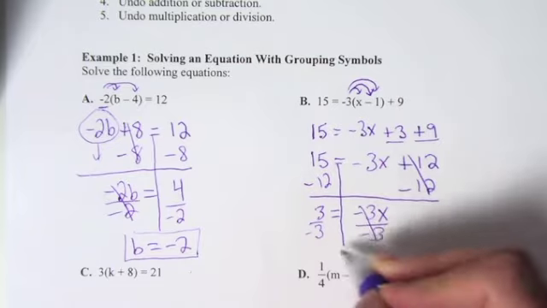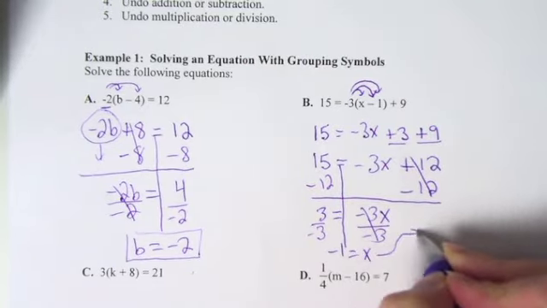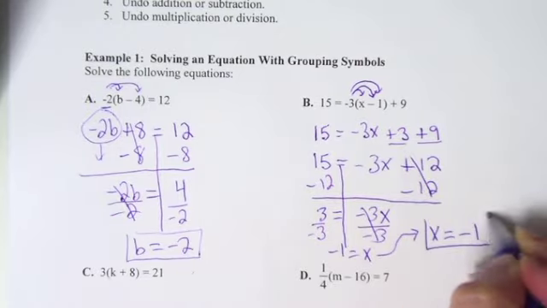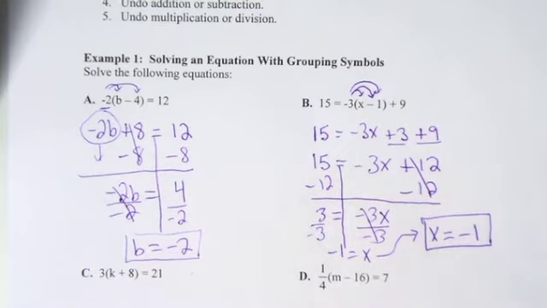And we get -1 equals x, and then I just ask you that you turn it around and make it x equals -1, all right? Because we want the variable on the left there. So x equals -1 in this situation.